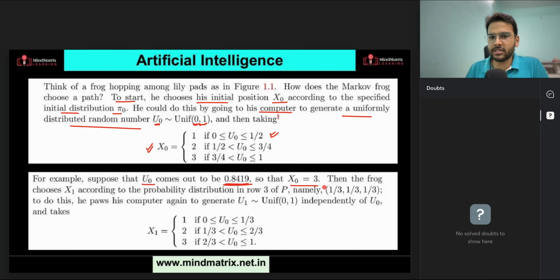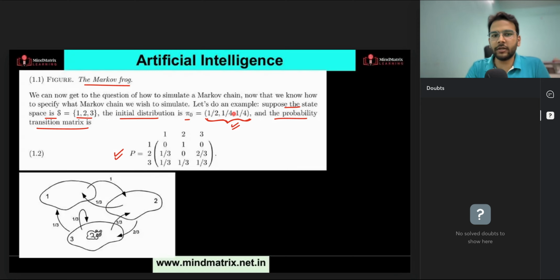So let's say it starts from state 3. Now the frog chooses x1 according to the probability distribution in row 3 of P, right?